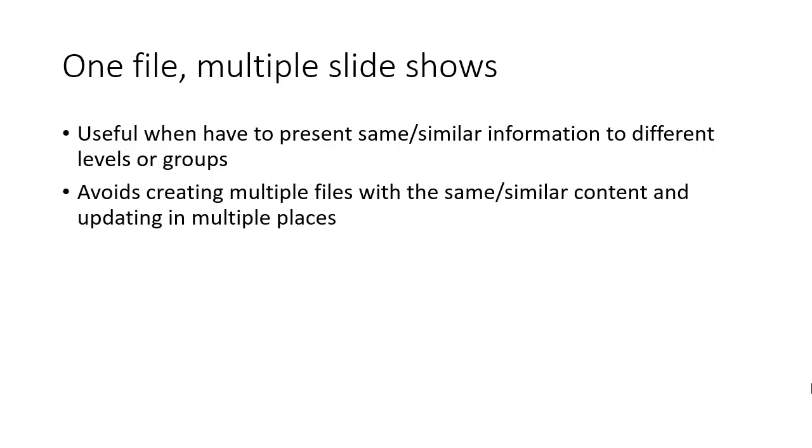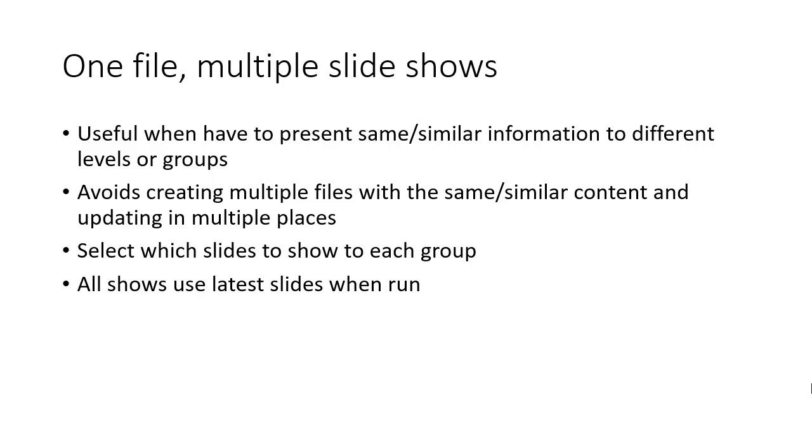Well, what custom shows does is it allows you to create these different versions of the slideshow within one file, so you don't have multiple files that you end up having to update and remember to update every time you make a change to one particular piece of information. A custom show allows you to select which slides you want to show to each of those groups and in what order. And then when you run the show, it selects the latest version of that slide from that file, because it's only one file, and then it runs the show in the order that you specified for that group.